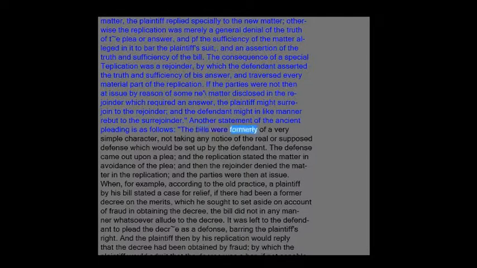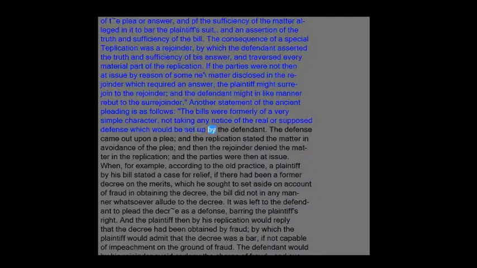Another statement of the ancient pleading is as follows: the bills were formerly of a very simple character, not taking any notice of the real, or supposed, defence which would be set up by the defendant. The defence came out upon a plea, and the replication stated the matter in avoidance of the plea, and then the rejoinder denied the matter in the replication, and the parties were then at issue.